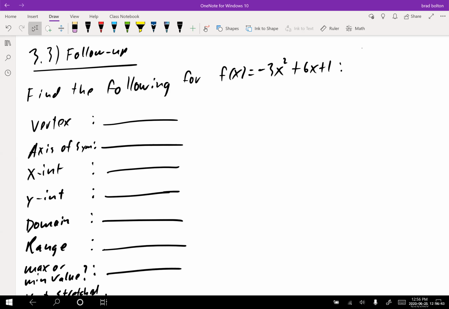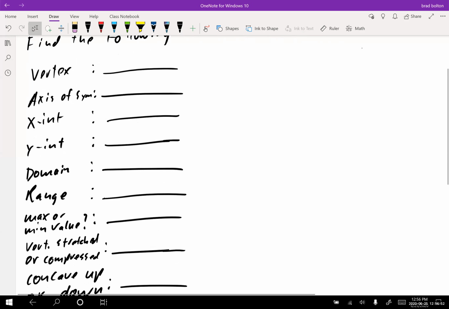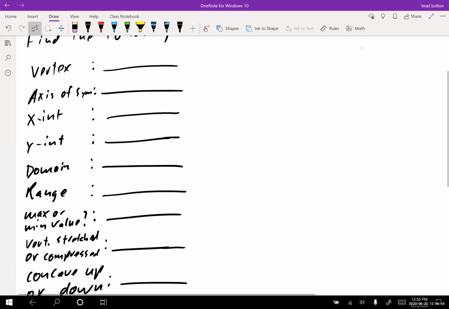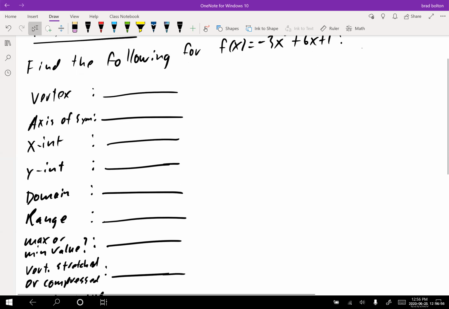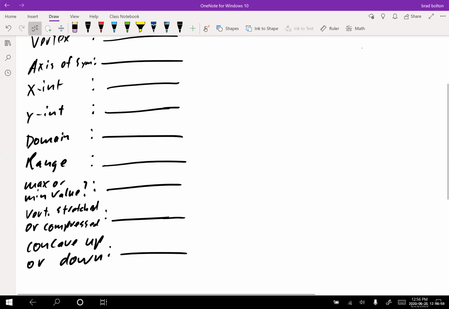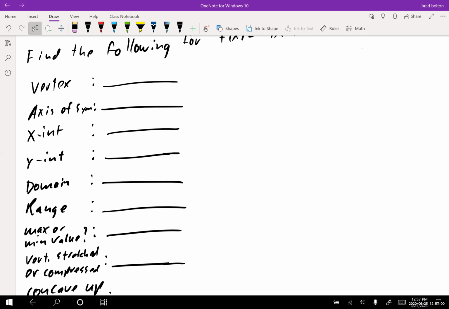So the thing is, it says find the following for f of x equals negative 3x squared plus 6x plus 1. And I want you to find all of this stuff, okay? So again, we are supposed to know a lot about parabolas at this point in our life. If you don't, you guys definitely got to practice a little bit extra in this section. And if you feel pretty good about parabolas, you might be okay.